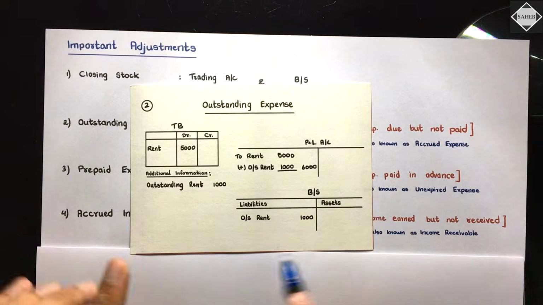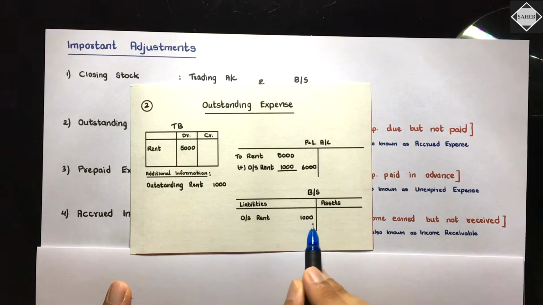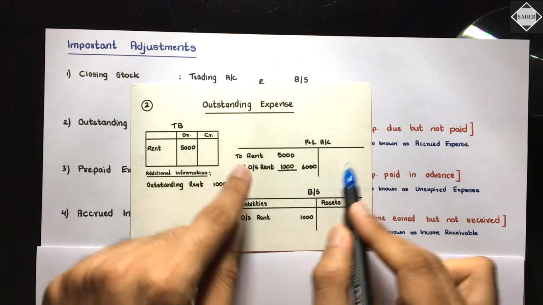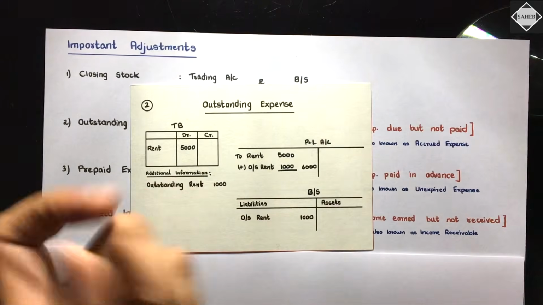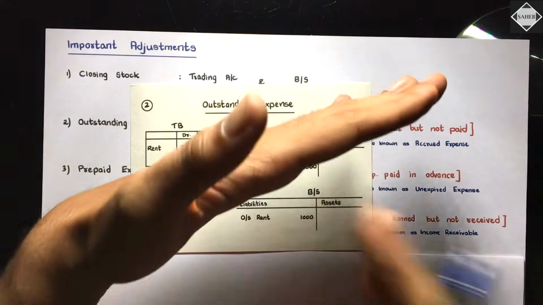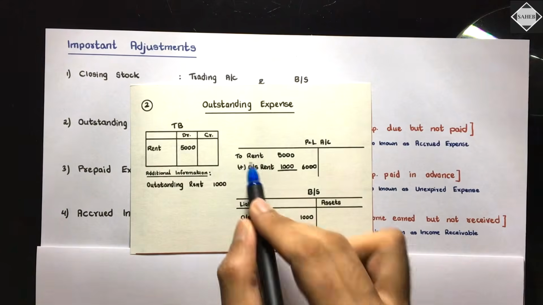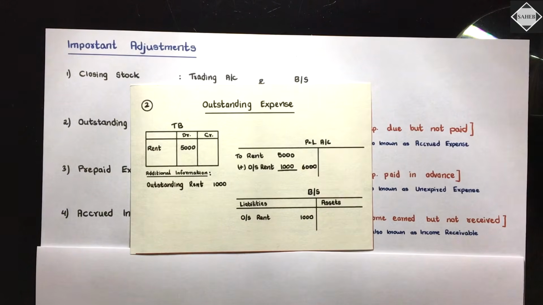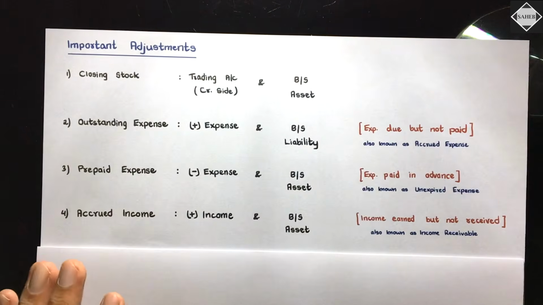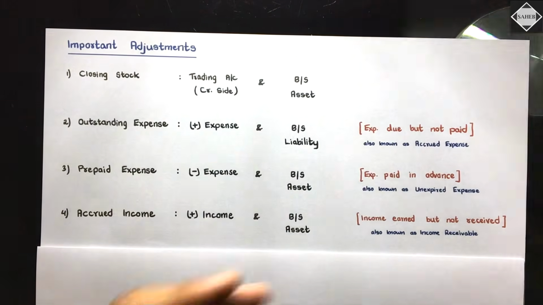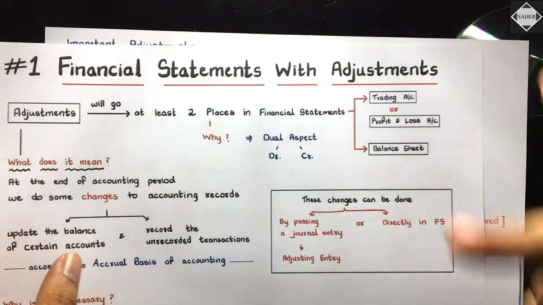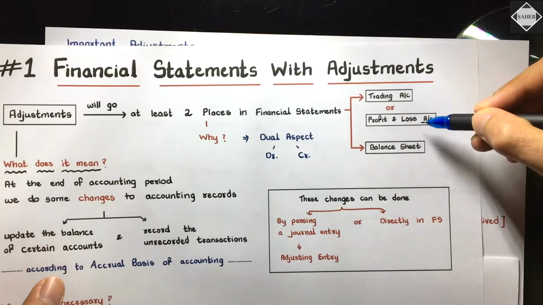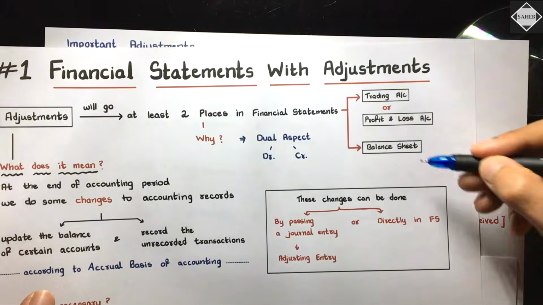Balance sheet, same treatment. Outstanding wages 1,000 would come, but it wouldn't come in the P&L. Wages is a trading account item. In the trading account on the debit side, you will take wages plus outstanding wages, 5 plus 1, that is 6,000. Instead of the P&L, it would have happened in trading. In the beginning of the video I told you, the adjustment will happen in at least two places, either in the trading account or the profit and loss account, one effect, and the other effect in the balance sheet.